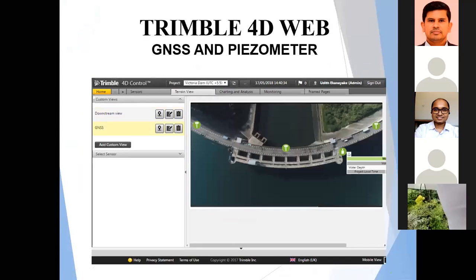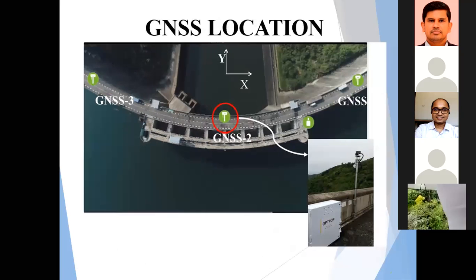And also, apart from the piezometers and apart from the prisms, we have 3 GNSS, global navigation satellite system. So 3 GNSS have been installed, and 1 water level piezometer has been installed. So all GNSS data is also lively received at the dam control center. As you can see here, this is a GNSS installed on top of the dam.